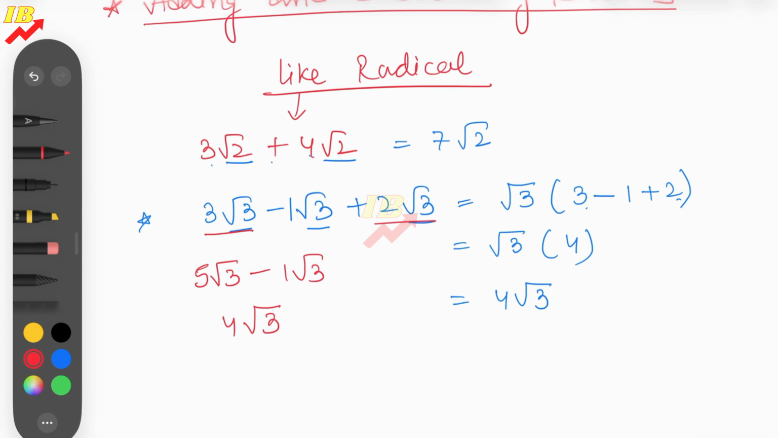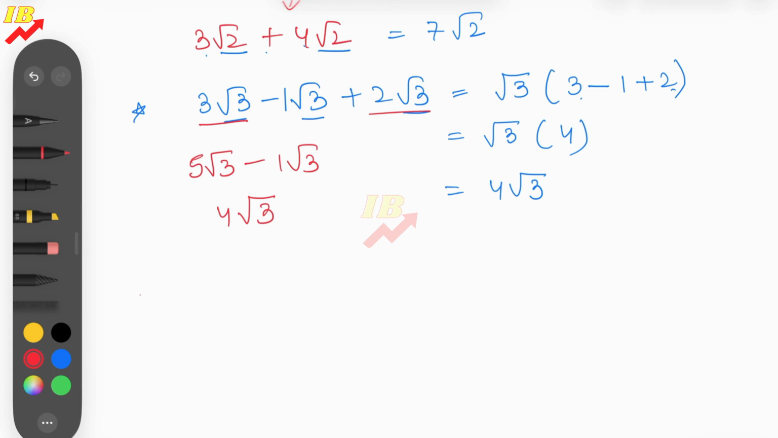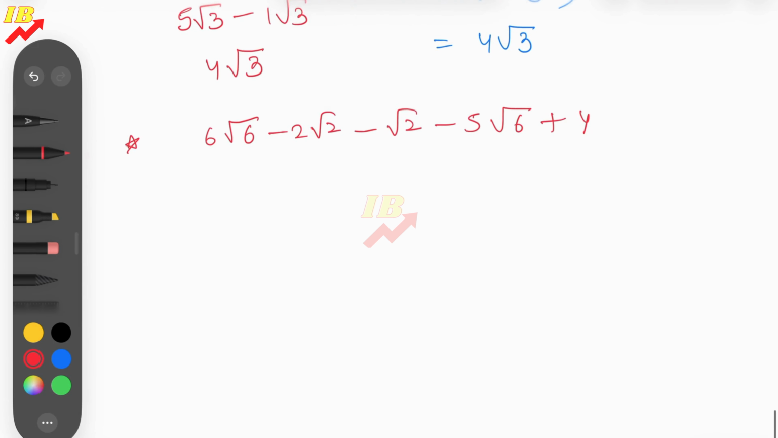In addition and subtraction, you need to understand this thing. Let's take a little more complicated one: 6 root 6 minus 2 root 2 minus root 2 minus 5 root 6 plus 4. Firstly, you just arrange the like radicals first. I can see root 6 here and here, so I can write 6 root 6 and minus 5 root 6.